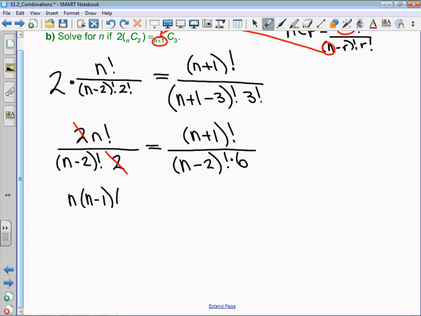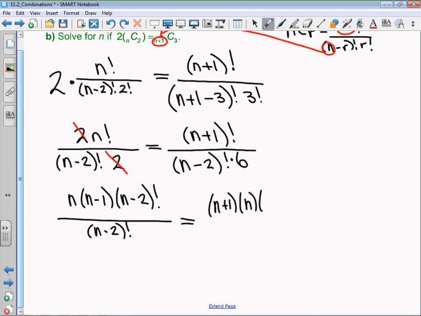I'm going to stop there because we have an n minus 2 factorial in the denominator on the left-hand side. For the right-hand side, this is a little bit trickier. n plus 1 factorial becomes n plus 1 times n times n minus 1 times n minus 2. And I could keep going, n minus 3, n minus 4, and so on, but again, n minus 2 is in that denominator. So I'm going to put my factorial in place at that point, and all of that is divided by n minus 2 factorial times 6.